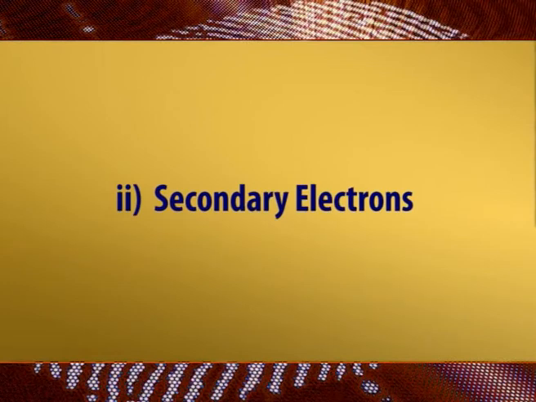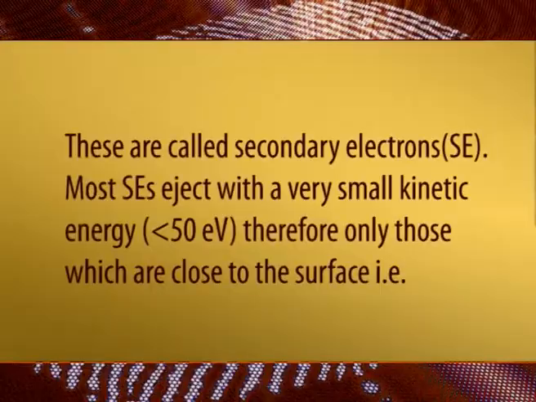Then we have the secondary electrons. During inelastic interactions, the incident electrons may transfer their energy to the outer shell or valence electrons. These electrons are electrostatically weakly bound to the nucleus and need only a small amount of energy to overcome the binding force and to eject out into the vacuum. These are called secondary electrons.